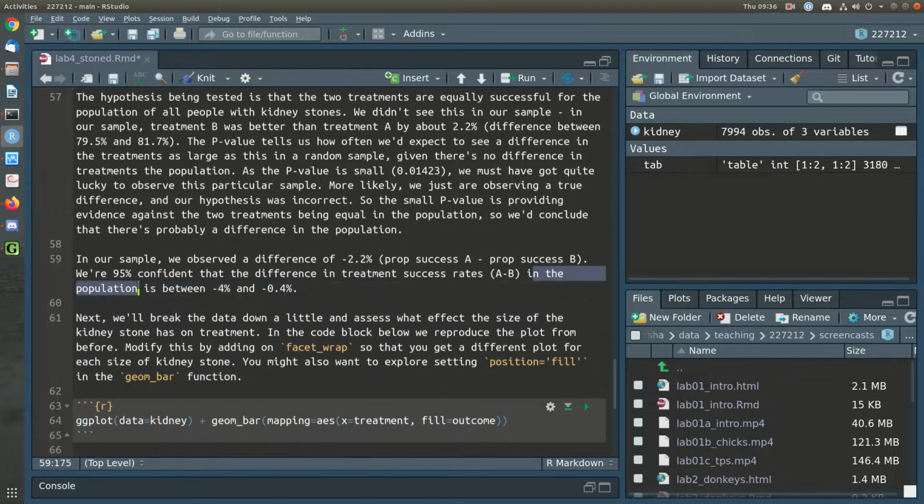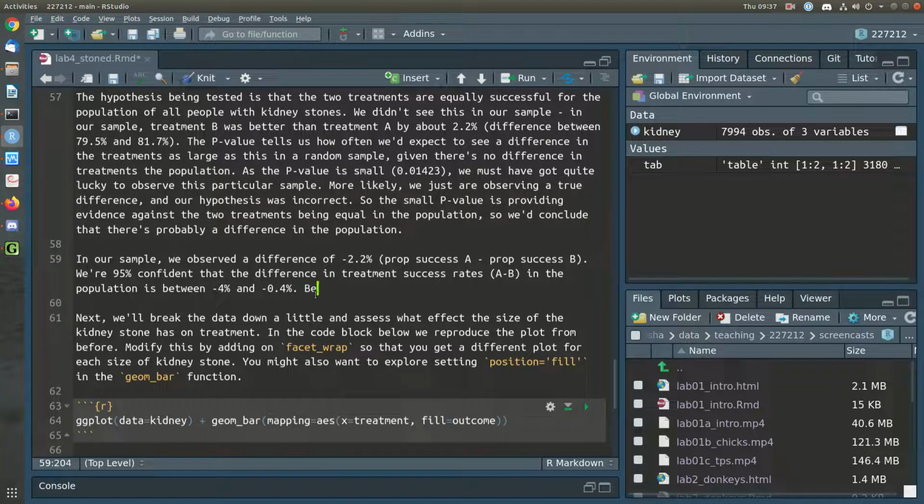So what we've done here is we've taken our observed number, minus 0.022, that's the exact difference we observed in our sample, and we've added some uncertainty to that. Once we've added that uncertainty, that gives us a range of potential values for the difference in treatment in the population. So what we're saying is that we're 95% confident that whatever the difference is in the population, it probably lies between minus 4 and minus 0.4%.